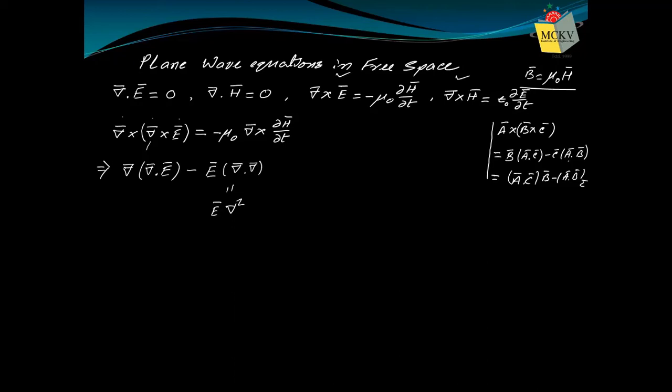What is del squared? Let me write it here. Del squared means del dot del. What is del? I'm showing you why it is a scalar. Del is i del x plus j del y plus k del z. This is del. This is your del dot, again i del x plus j del y plus k del z.